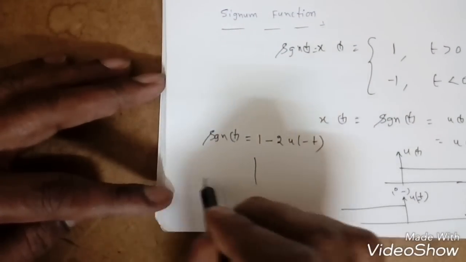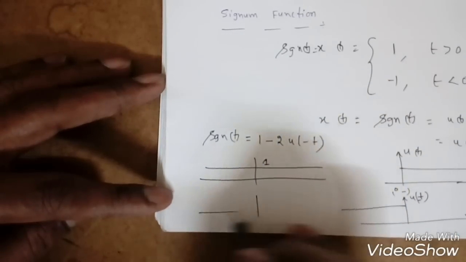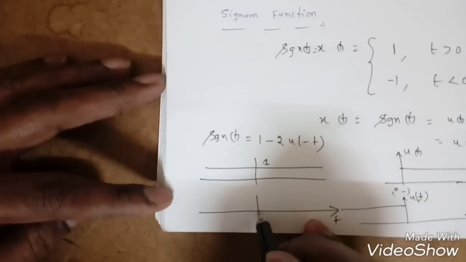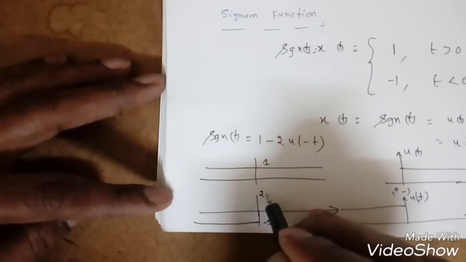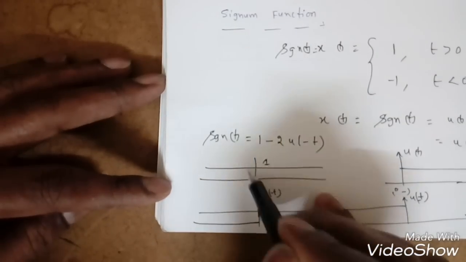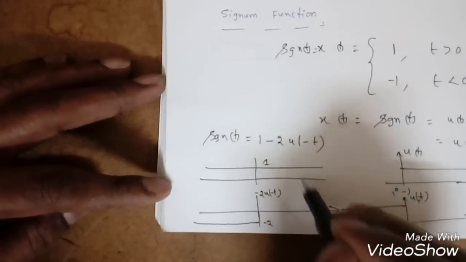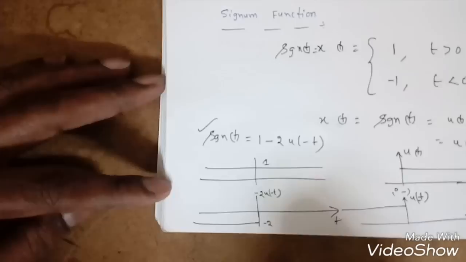So this can also be proved. This is 1, and if there is a signal with minus 2 into u of minus t, we know that u of minus t is like this, so this is minus 2 into u of minus t. Now similarly if you add here, 1 minus 2 we will get minus 1, right? If we add here 0 plus 1, so 1, so it is also signum of t, right?